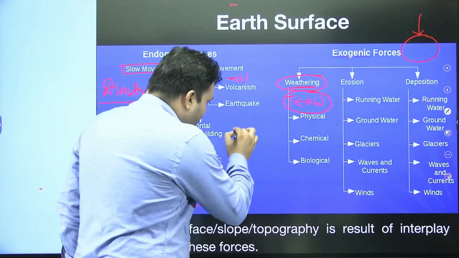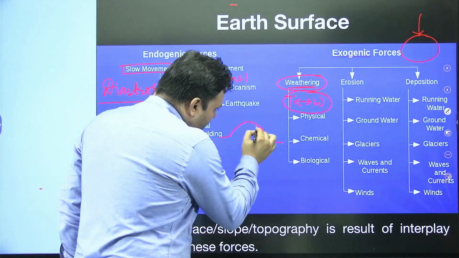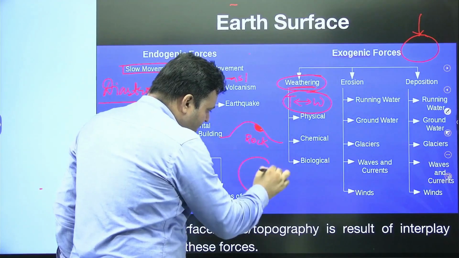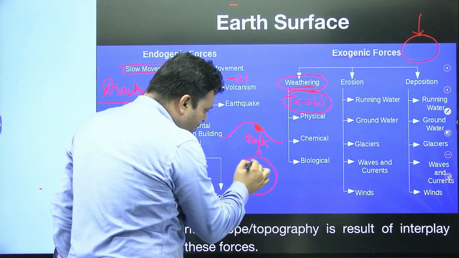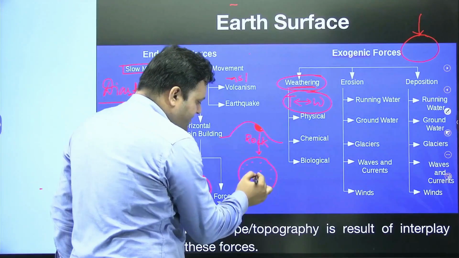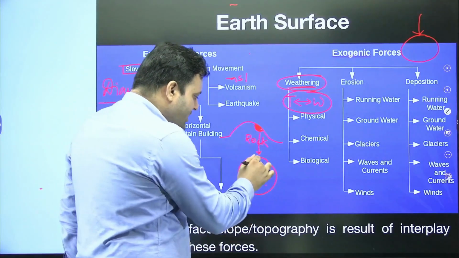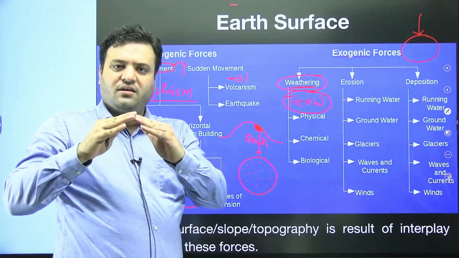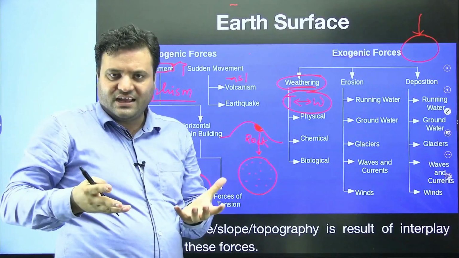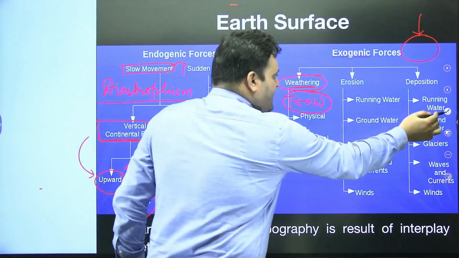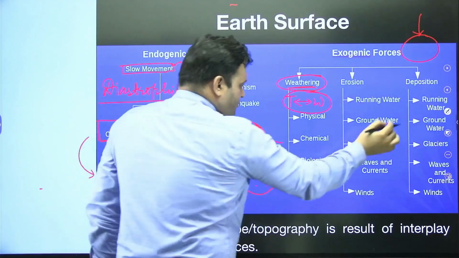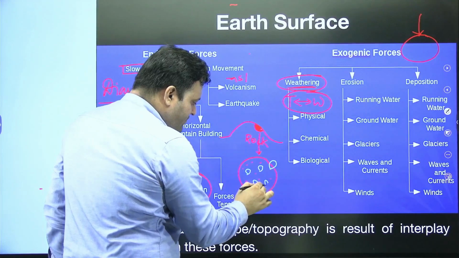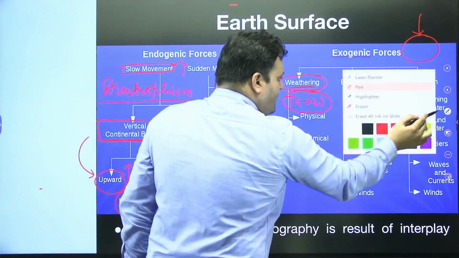Suppose here we have a mountain like this, and in this mountain we have a rock like this. In this rock we will have small pores. Some small pores are always there, and in these small pores there might be water. How? Suppose there is a mountain, and when we have rainfall, there is a possibility that the water drops would fill these pores of rocks.